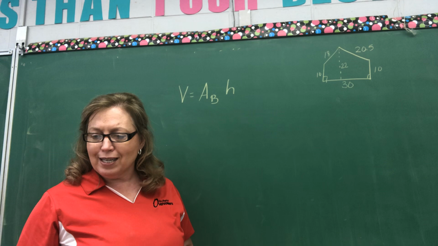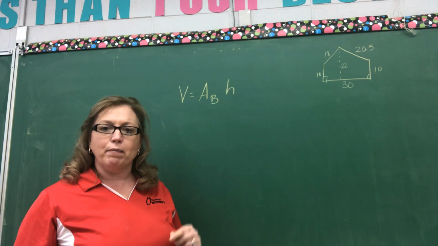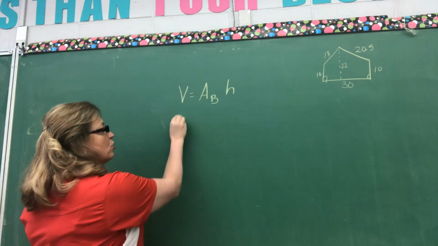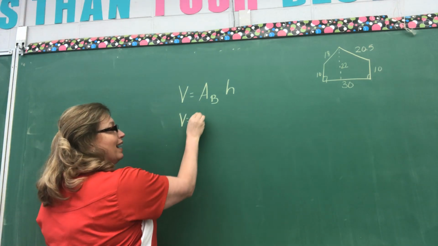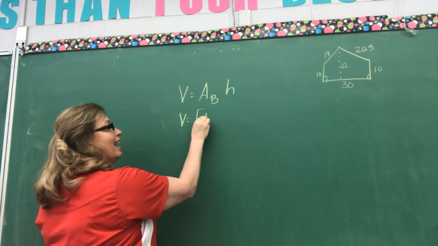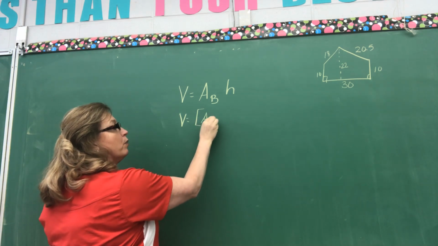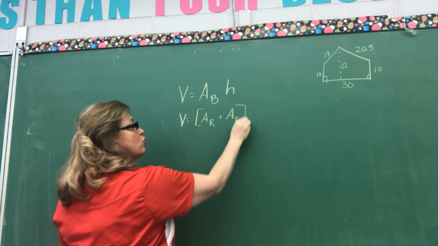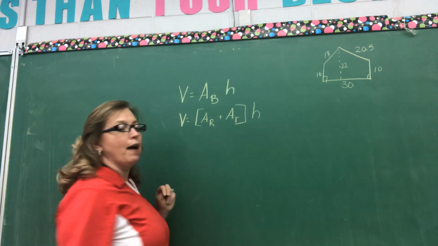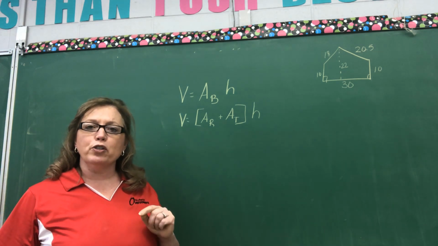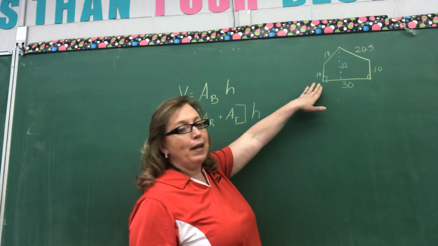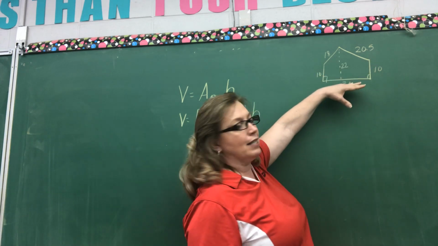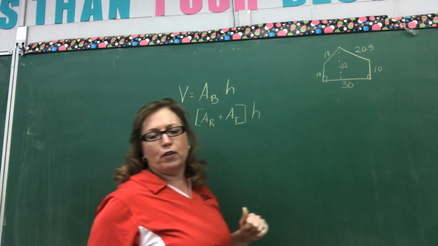In your book, you can see that this diagram can be cut into 2 simple shapes, okay? So first, I'm going to say my area is going to be the area of my rectangle plus the area of my triangle. And again, we're going to multiply that by the height. So Mrs. Turner, where did you get those 2 shapes? If you look up here, if I had taken a knife and I had cut right across here, I'd have a rectangle on the bottom and a triangle on the top.